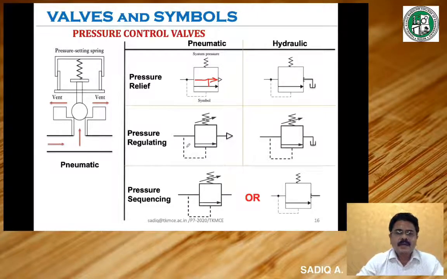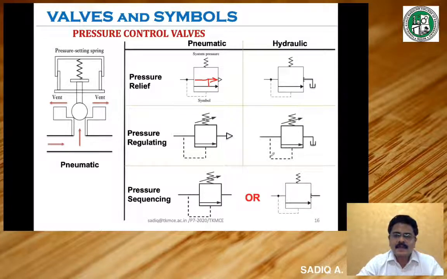In the case of the pressure regulating valve, the pressure in the external circuit can be regulated by some means, by adjusting a spring or something like that. An arrow mark across a spring shows that the spring pressure is variable. Here it is fixed, here it is variable, it is a regulating valve. So in the regulating valve, again against the spring load, if the excess air is escaped to the atmosphere through a vent, it is a pressure regulating valve.